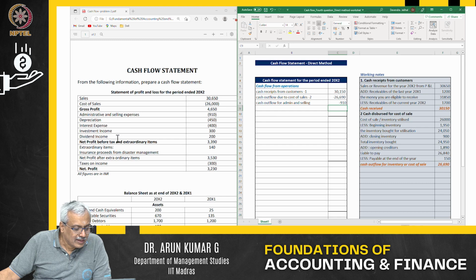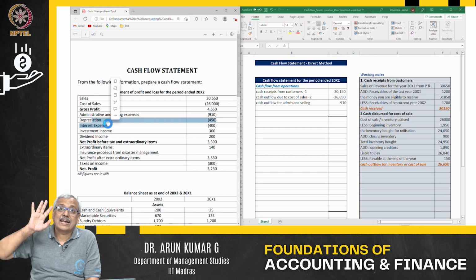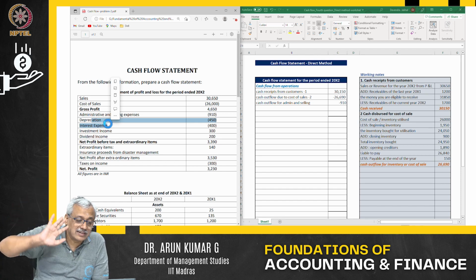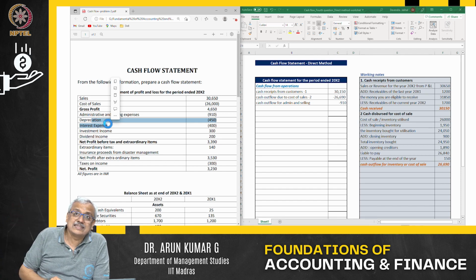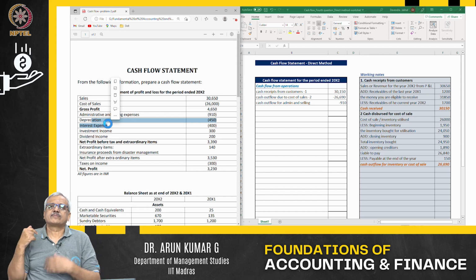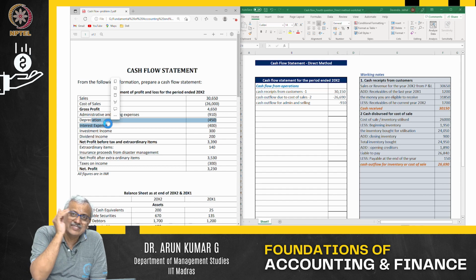Then there is the depreciation, which is a non-cash outflow. I will not take it into consideration, as I am doing a direct method. Interest expenditure is not a cash outflow because of operations, so I will ignore it. Investment income is not an income because of operations, but because of an investing activity, so it is not considered.